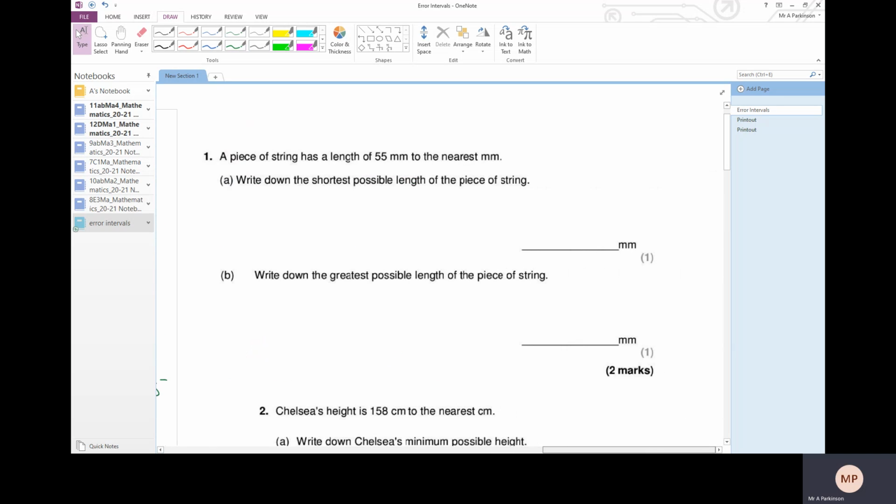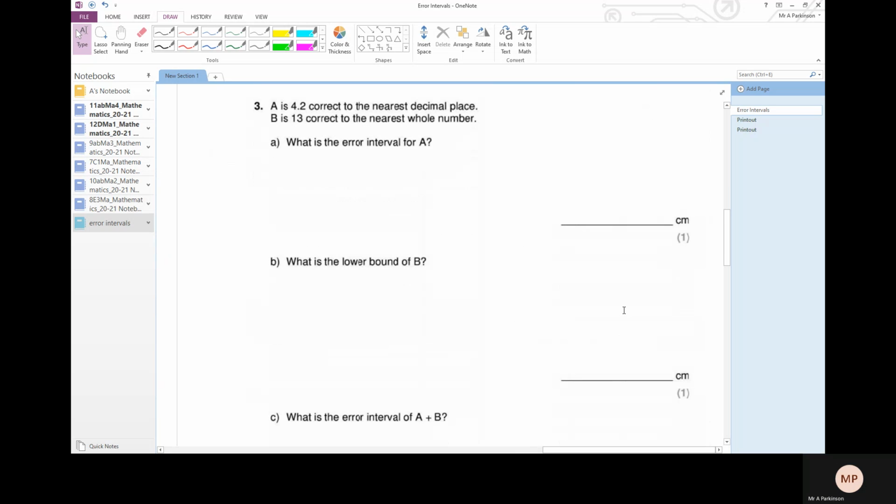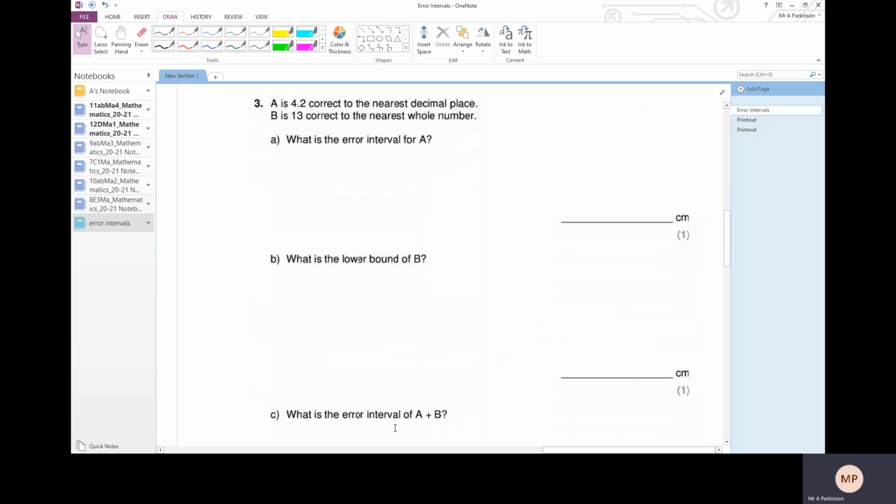And lastly, let's start doing calculations. Here we go. So this one's doing calculations with it. If you've got A, which is 4.2, correct to the nearest decimal place, so we go up to 4.3, down to 4.1. You take the middle value, so that's 4.15 and 4.25. It says, what's the error interval?